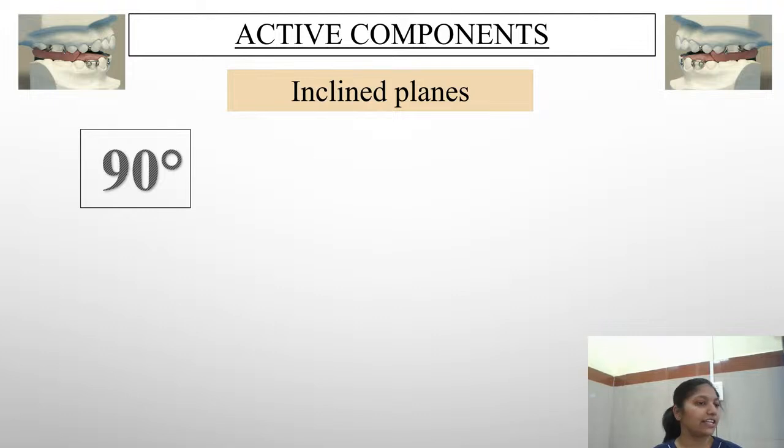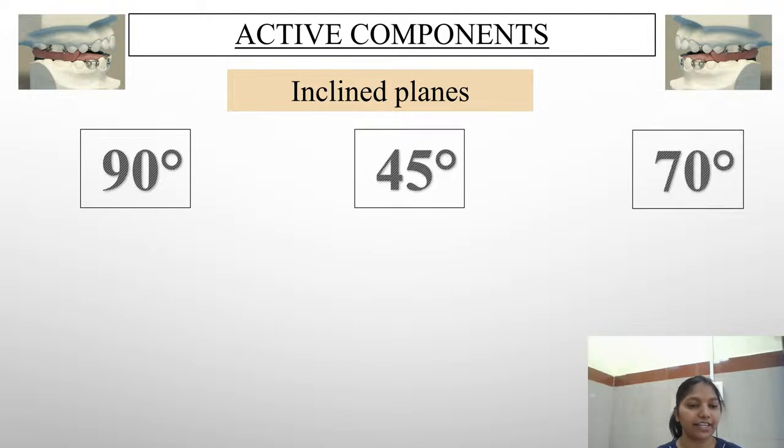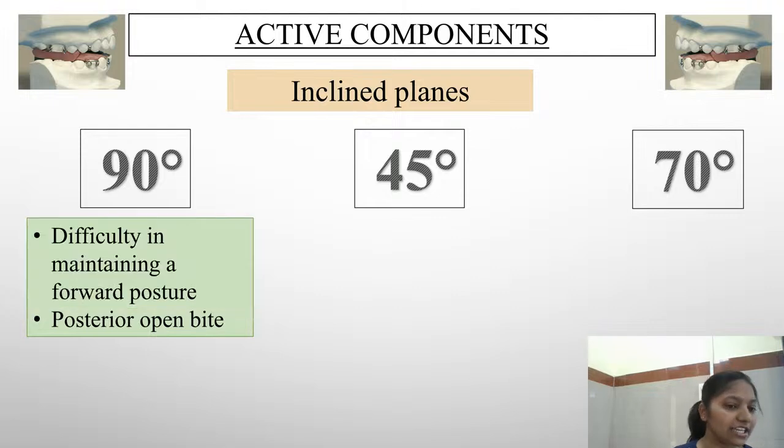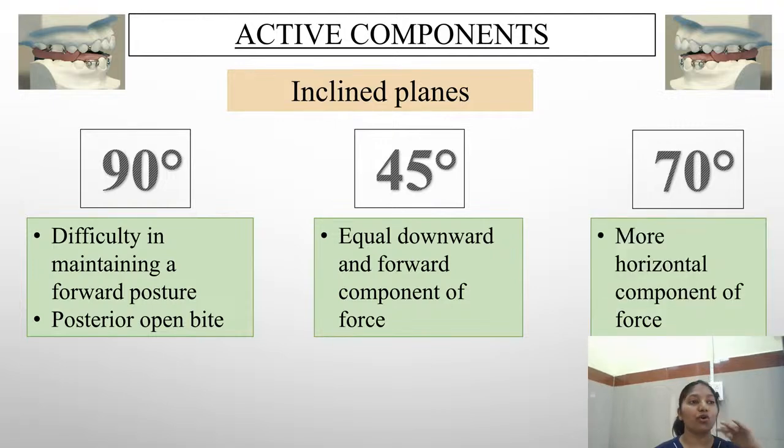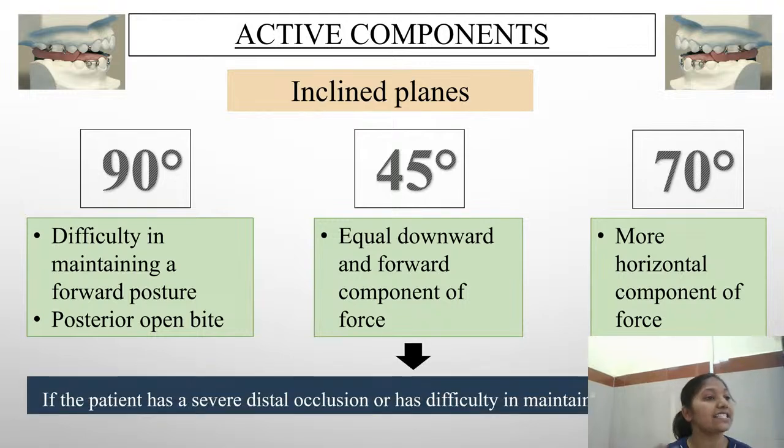There are three angulations. One is 90 degree, 45 degree, and the 70 degree. The 90 degree angulation has more distal component, so it is difficult to maintain the forward posture, and it causes backward movement of the mandible. So there is a tendency to create a posterior open bite. If the 45 degree angulation is there, there is equal downward and forward component of the force. And if the 70 degree angulation is there, there is more horizontal component of the force. The 45 degree angulation is mostly used if the patient has severe distal occlusion or has difficulty in maintaining the forward posture. But in routine practice, 70 degree angulation is used.